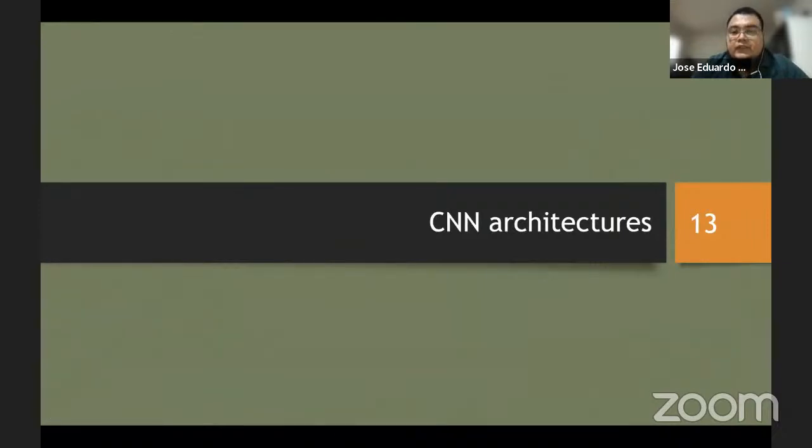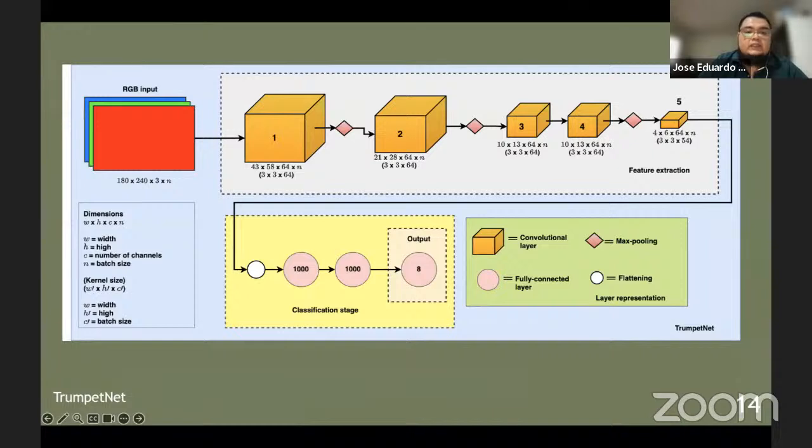So we use 2 CNN architectures. The first one is called TrumpetNet. It is based on ImageNet and the AlexNet convolutional neural network. We use RGB images of each one of the positions of the piston of the trumpet, followed by a first feature extraction stage in which we extract all the features that the single image contains. And then we use a classification stage. We use 2 fully connected layers to perform this classification. And the output is only 8 neurons, in which each one of the neurons will tell us about the position of the piston of the trumpet.